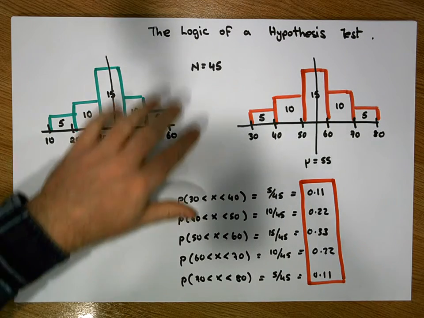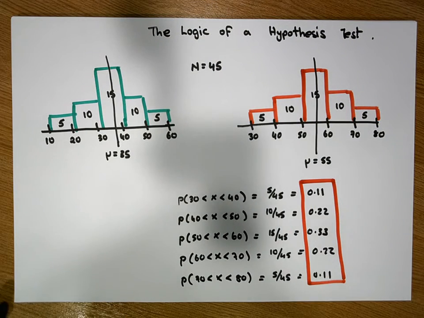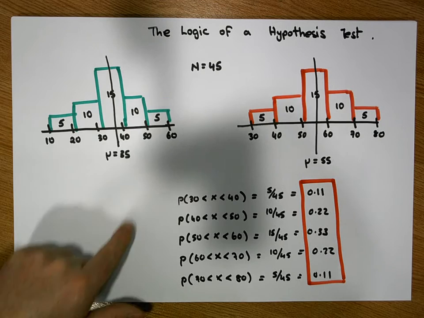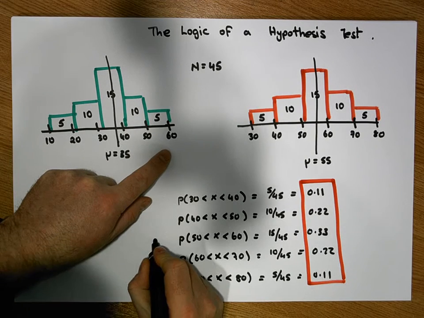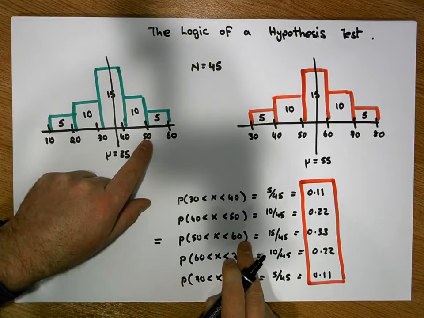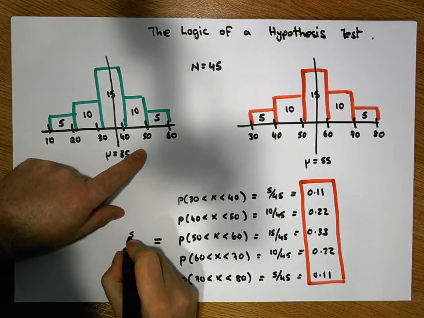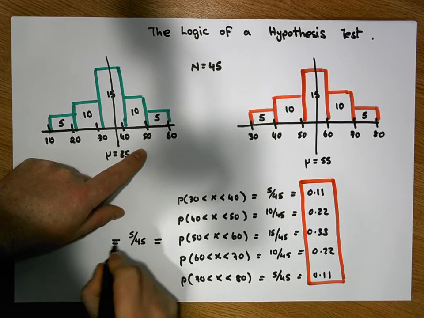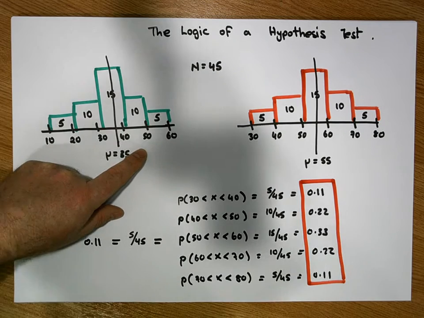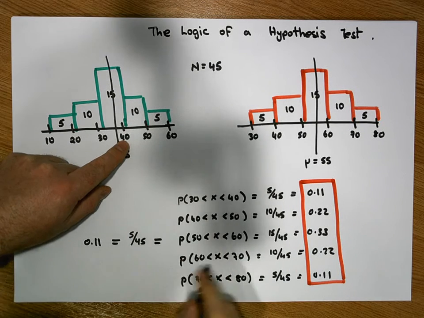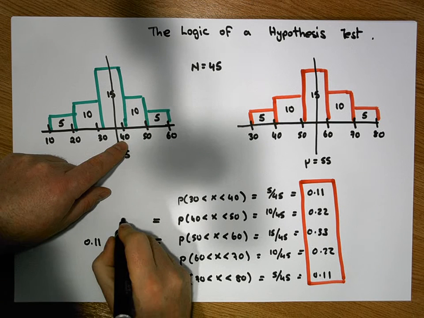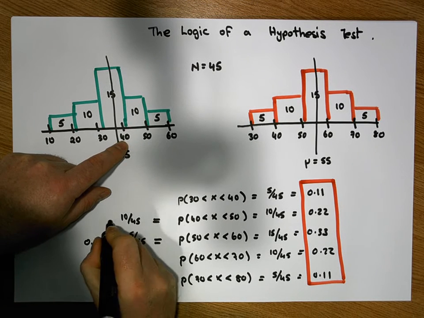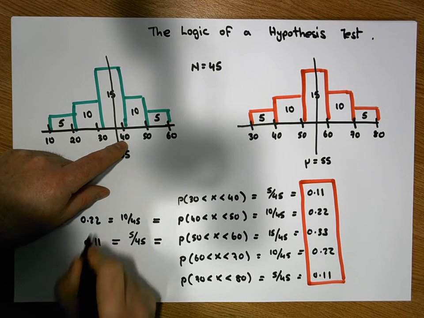Now, with respect to the green distribution, if I was to randomly select a person from the green distribution, the probability that they spent between 50 and 60 euros would be 5 chances out of 45, or 0.11. The probability that they spent between 40 and 50 euros would be 10 chances out of 45, which would be 0.22.